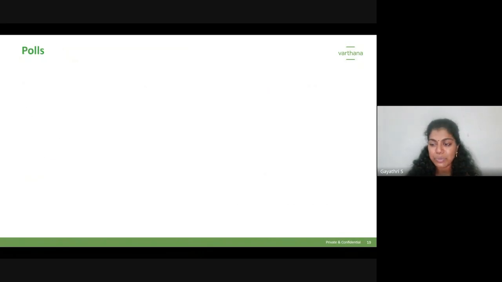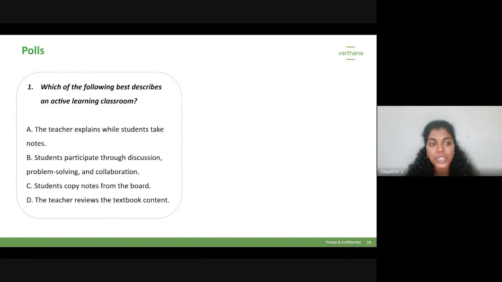So now we'll have a small quick poll to understand how we have gone through these entire strategies and active learning. The first question for the audience is, which of the following best describes an active classroom? You can either put it in the chat box or you can unmute and tell. According to you, out of all these 4 situations, which one is the active learning classroom? Option A, the teacher explains while students take notes. Option B, students participate in discussion, problem solving, collaboration. Option C, students copy notes from the board. Option D, teacher reviews the textbook content.